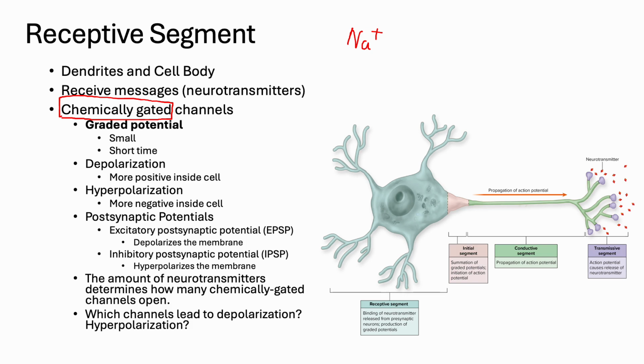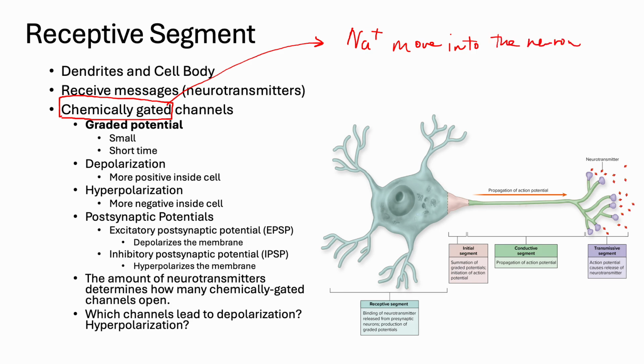Does sodium move into the neuron or out of the neuron when that channel is open? So think about, where is sodium more concentrated based on our resting membrane potential? Where do we find sodium concentration higher, inside or outside? Okay, so during resting membrane potential, we find the sodium higher outside the neuron. So that means when those chemically gated channels are open, sodium will move into the neuron.